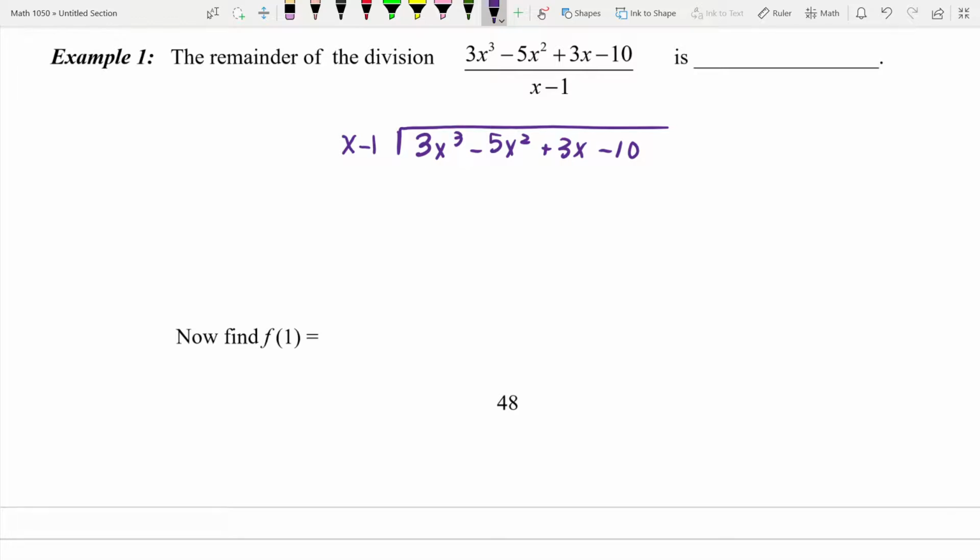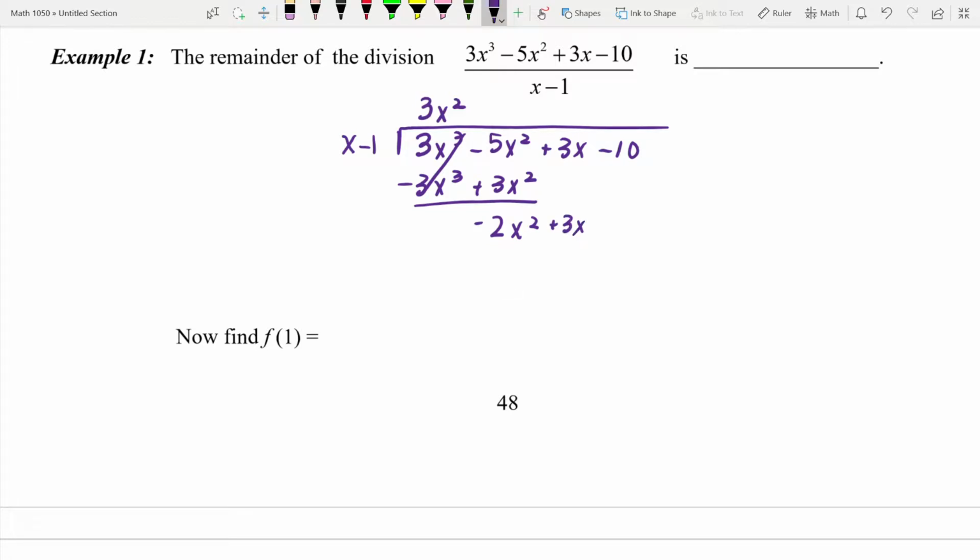Nothing's missing, okay? What do I multiply by x to get 3x to the third? That's 3x to the second. Then I distribute and I get 3x to the third minus 3x to the second. Change my signs. First terms cancel. A negative 5 and a positive 3 is a negative 2x to the second. Tell me what to do now, guys. Bring down the 3x. Good.